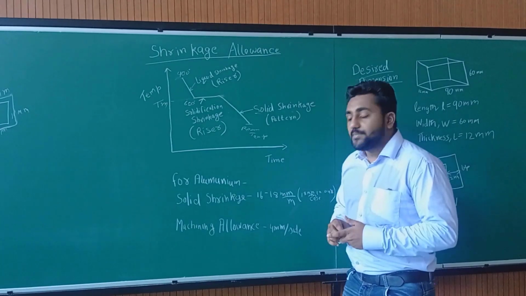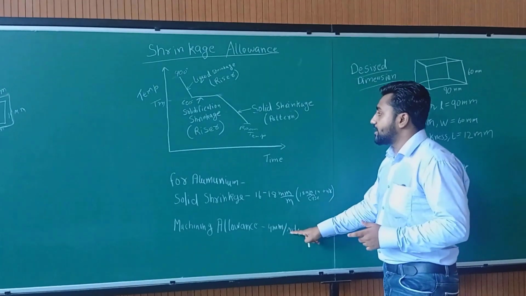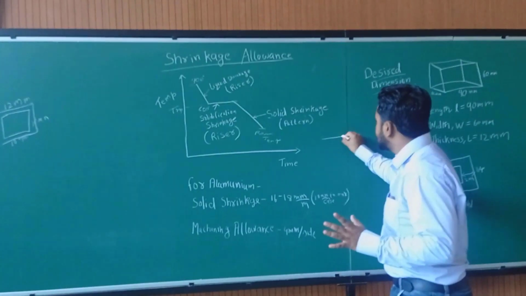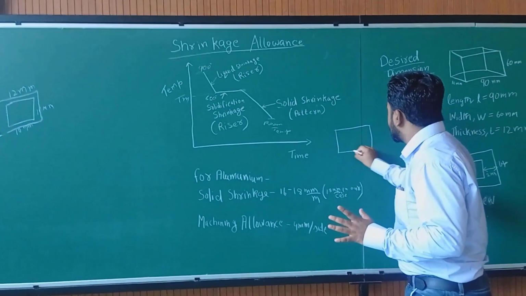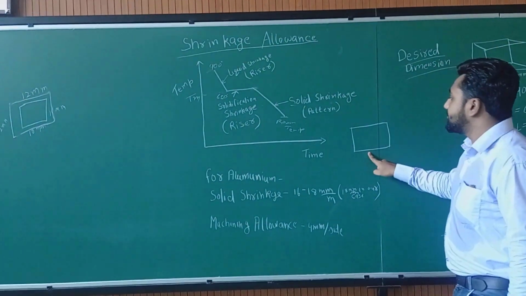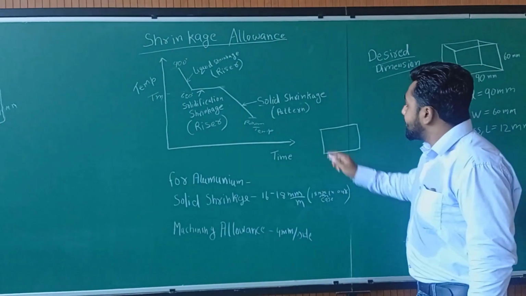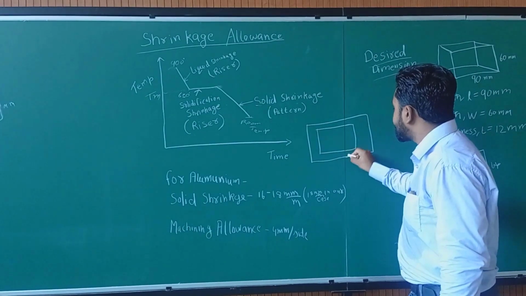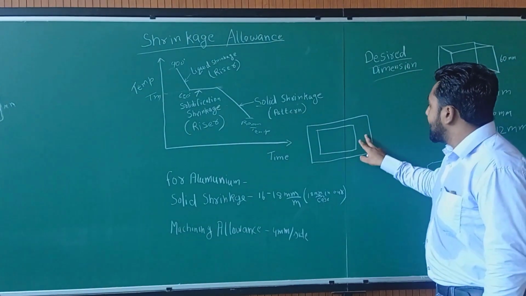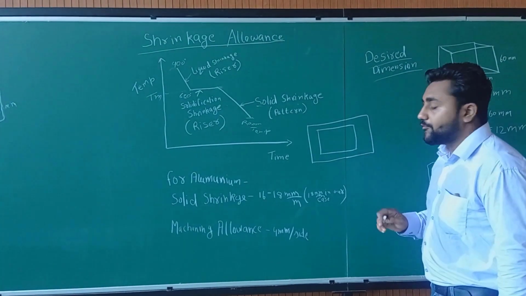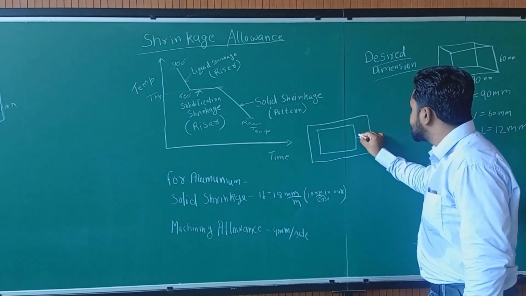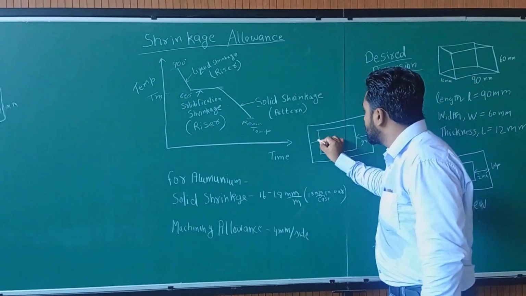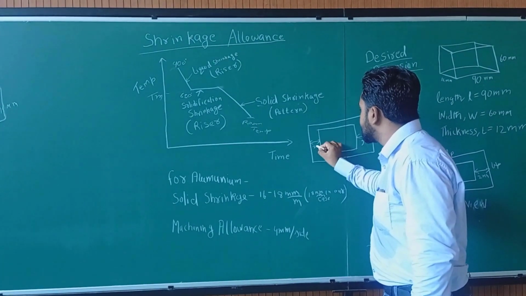So in our case, the machining allowance is 4 mm per side, which means that, suppose this is the desired dimension that we needed. What we have taken is a machining allowance of 4 mm. 4 mm means 2 mm from this side and 2 mm from this side.